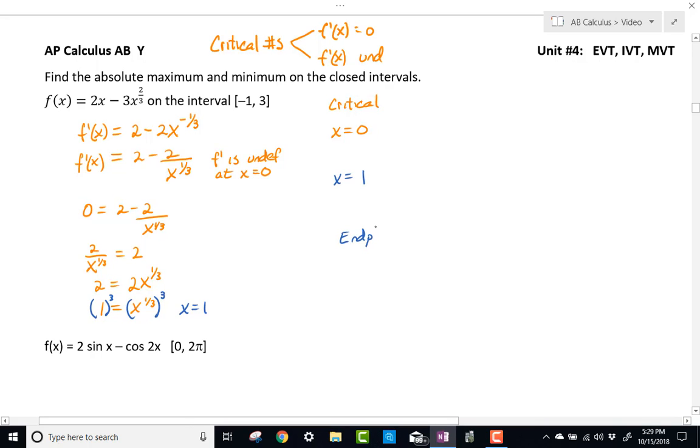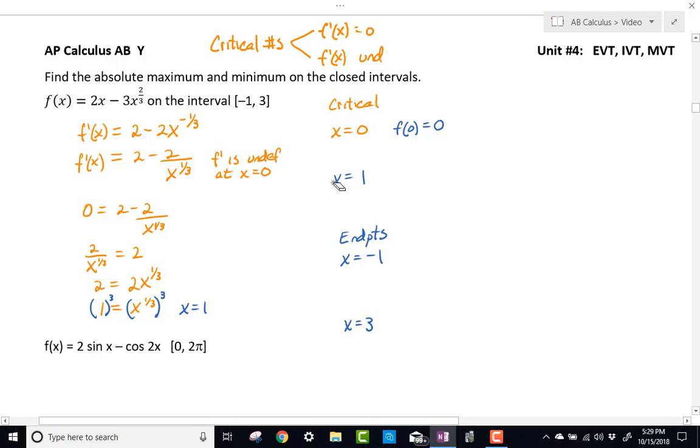So I'm going to have to check x equals negative 1, and I'm going to have to check x equals 3. So we have to plug each one of those in and see which one is the max and the min. So here we go. At 0, I think this is pretty obvious. f of 0 is going to equal 0 again. That one's an easy one.